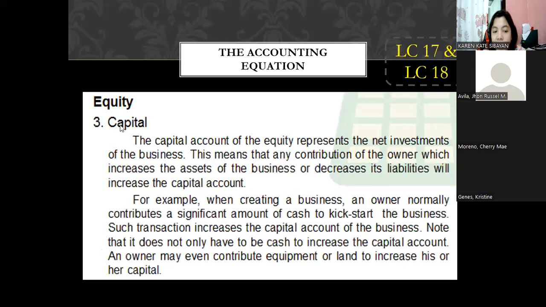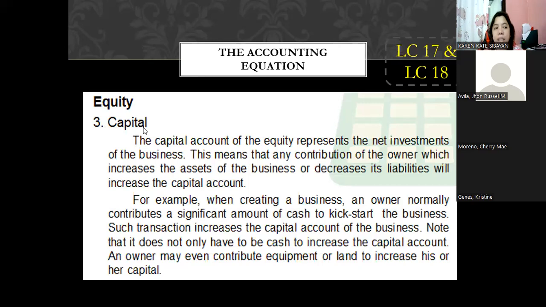Okay? So ito na yon, capital. Under equity, ito yung mga concerns sa ilalim ng equity. So ito rin yung isa sa mga 5 major accounts. The capital account of the equity represents the net investments of the business. This means that any contribution of the owner which increases the assets of the account or decreases its liabilities will increase the capital account. For example, nag-i-start ka pa lang ng business mo. Okay? So lahat ng ininvest mo, it can be equipment, it can be cash, para makapag-start ng business mo, ang tawag dyan ay capital.